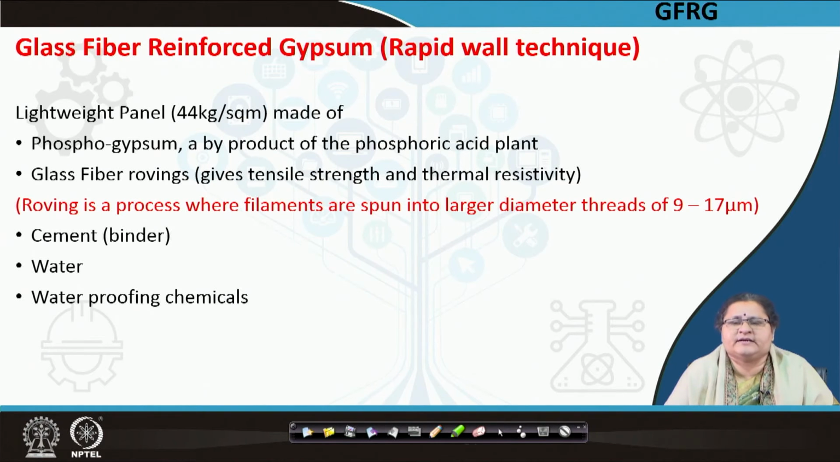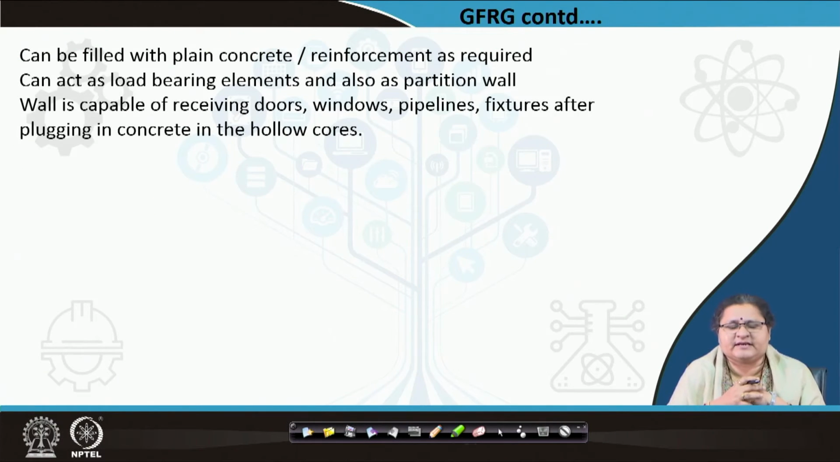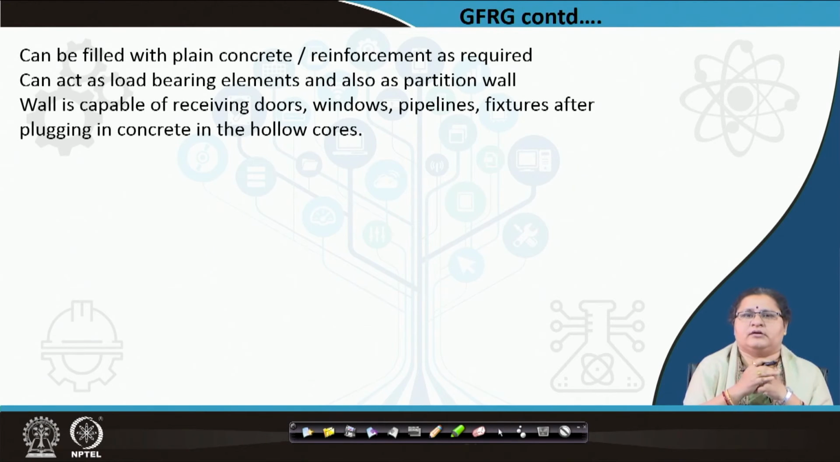You have some binder as cement or the thing that will attach it. You need some water and some waterproofing chemicals. So, with this GFRG, what can be done? You can get continuous sheets of 12 meters, 3 meter in height and 125 millimeter in thickness. So, it is a kind of wall which will be having gaps, hollows. I will show you a section.